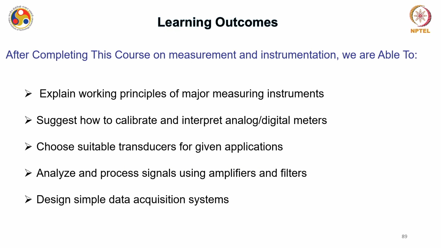After completing this course on measurement and instrumentation, we are now able to explain the working principle of measuring instruments. We are able to suggest how to calibrate and interpret analog and digital meters. We are also able to choose a suitable transducer for a given application, particularly by knowing the input, output and its transfer characteristic. We can analyze and process signals using amplifiers and filters. We now know how to use shielding and grounding concepts and design a simple data acquisition system.